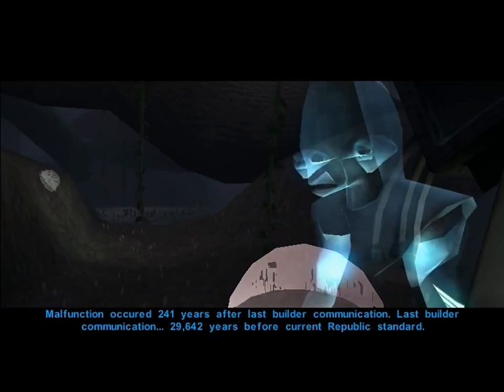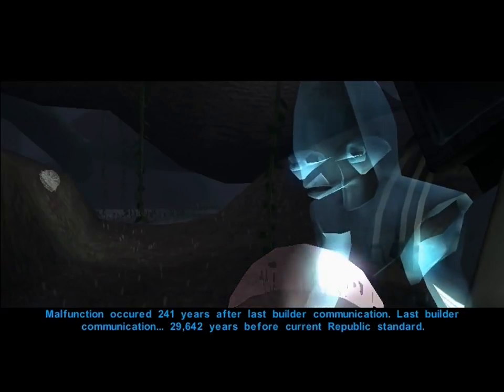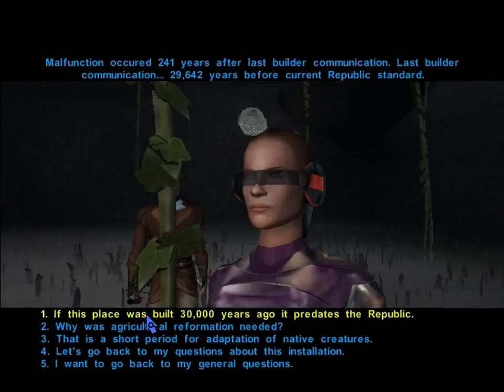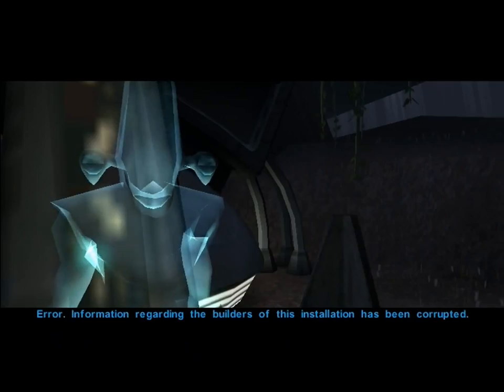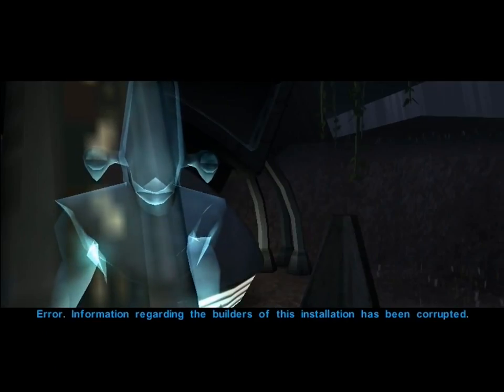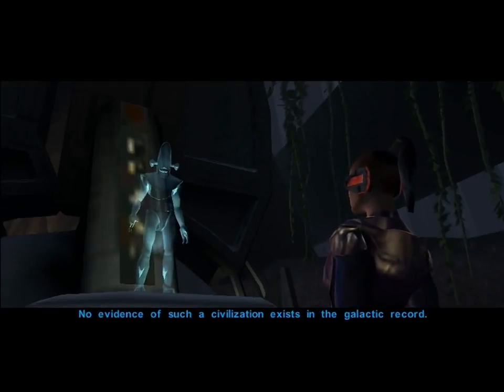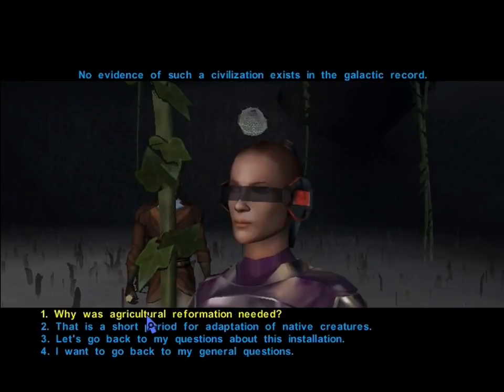Last builder communication, 29,642 years before current Republic standard. If this place was built 30,000 years ago, it predates the Republic. Error. Information regarding the builders of this installation has been corrupted. Useful. No evidence of such a civilization exists in the galactic record.